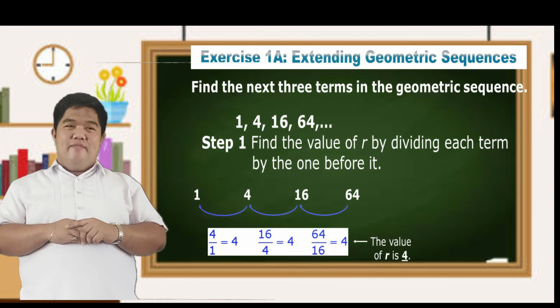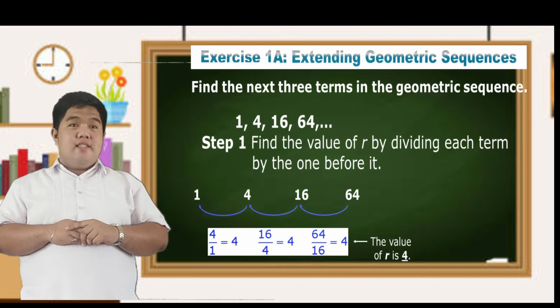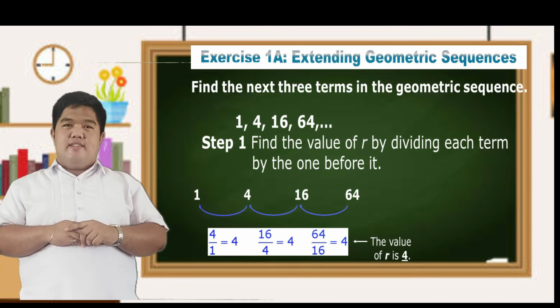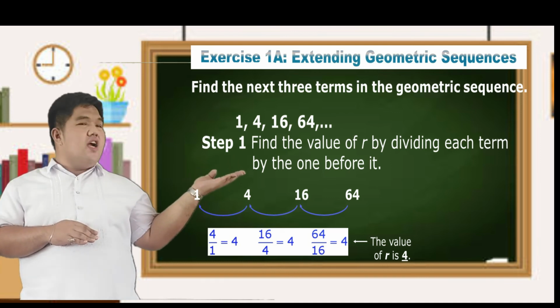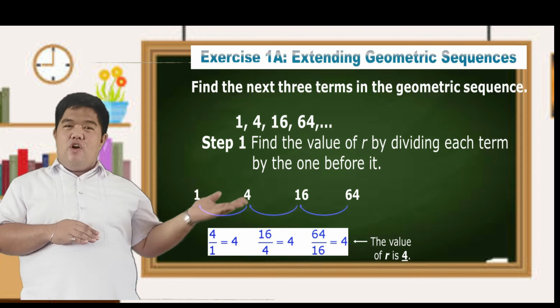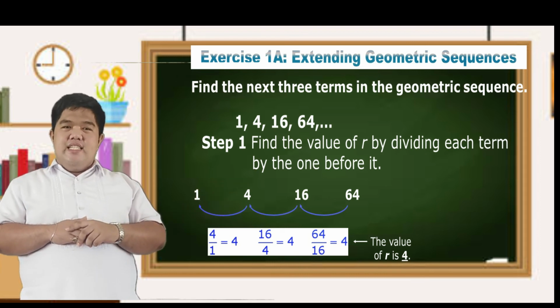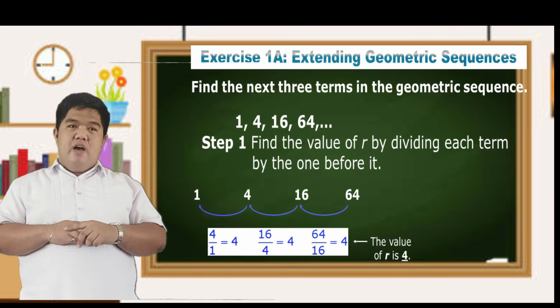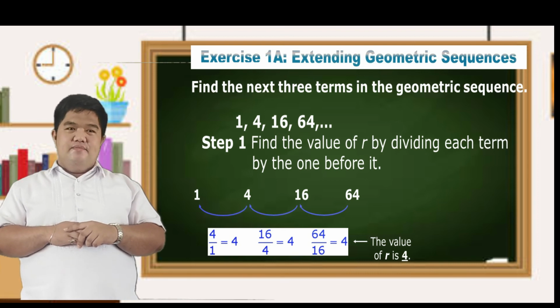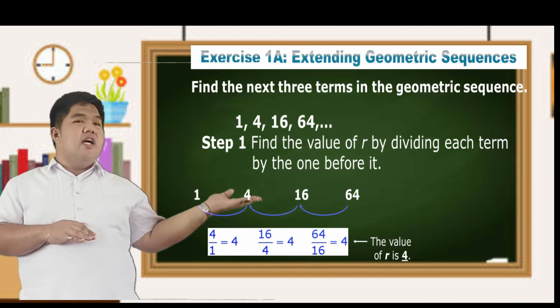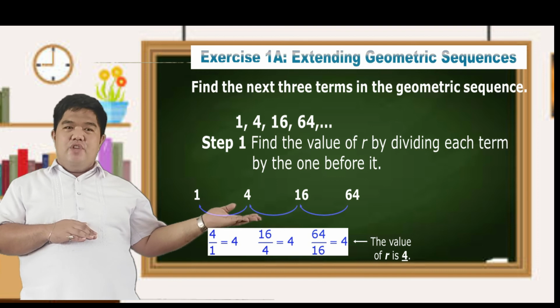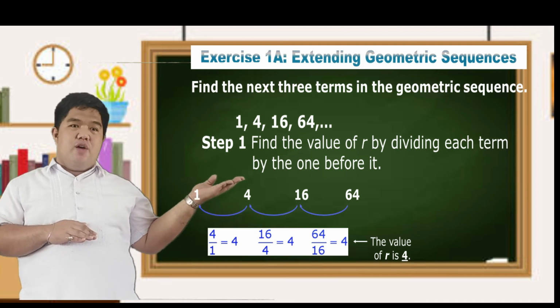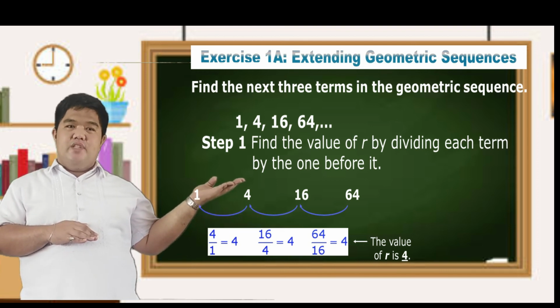Exercise 1A. Extending geometric sequences. Find the next three terms in the geometric sequence 1, 4, 16, 64, and so on. Step 1. Find the value of R by dividing each number, or each term, by the one before it. 1, 4, 16, 64. So we need to divide each term by the one before it.